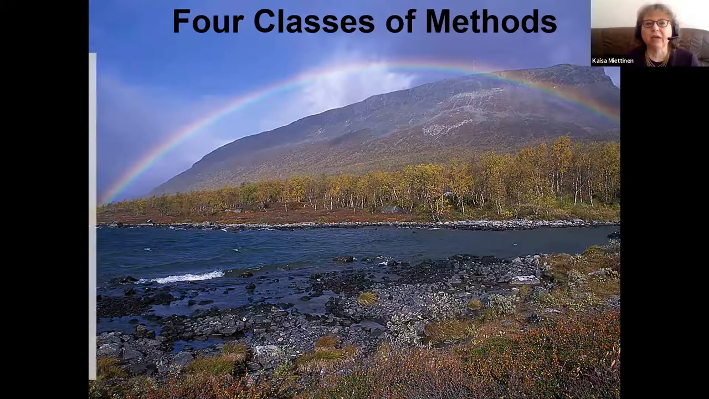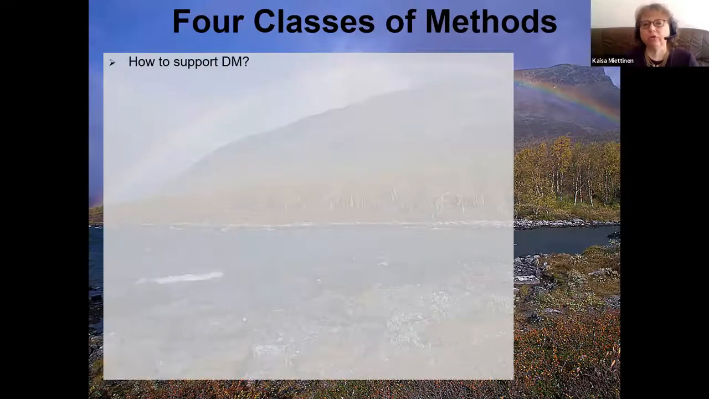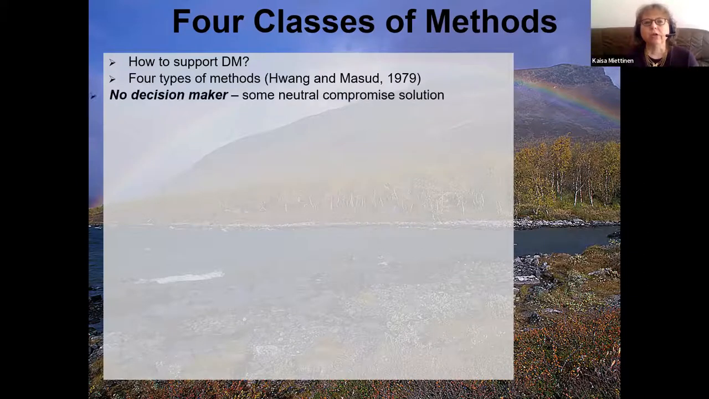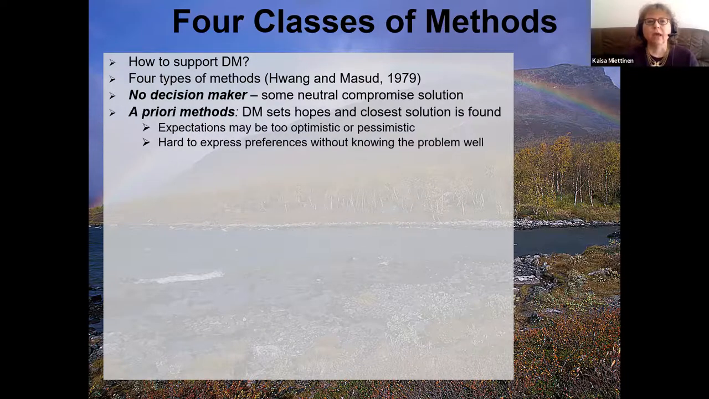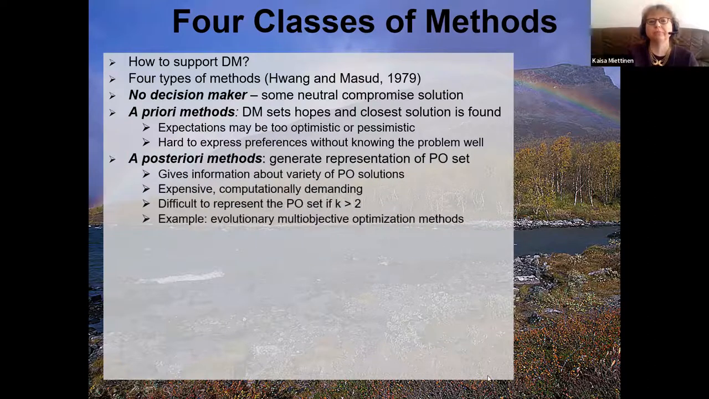Multi-objective optimization methods can be classified according to the role of the decision maker in the solution process. The first class is for methods where there's no decision maker available. So then we don't have any additional preference information and we just need to find some neutral compromise solution. In a priori methods, the decision maker sets hopes and expectations beforehand, and then the optimization method tries to find a solution that obeys these hopes as well as possible. But sometimes it might be hard to express preferences without knowing the actual trade-offs among the solutions for the problem.